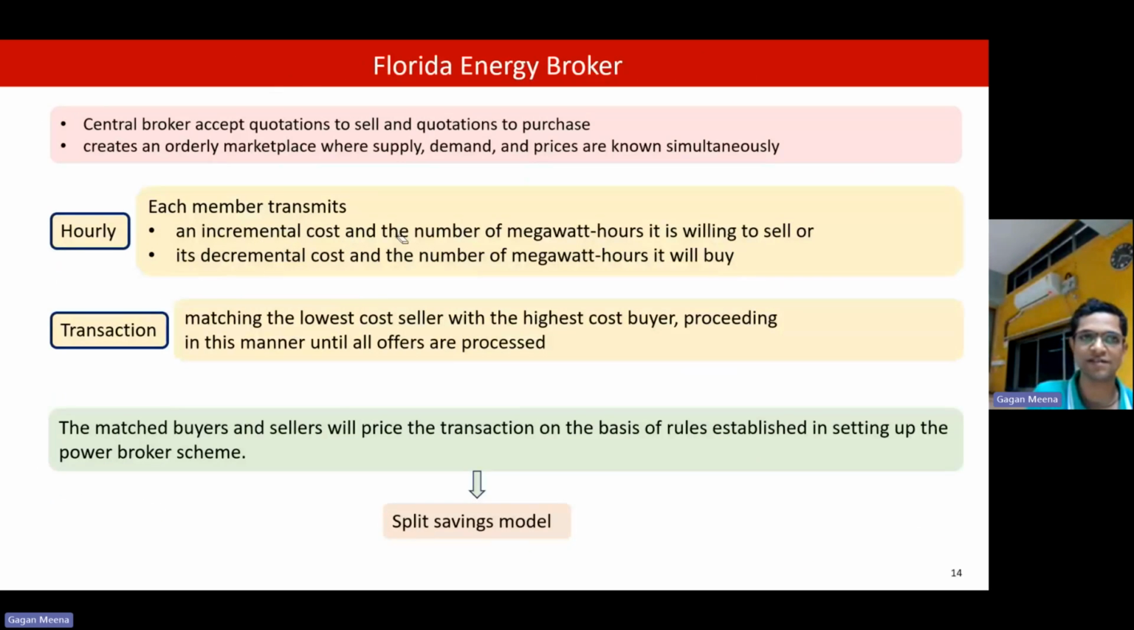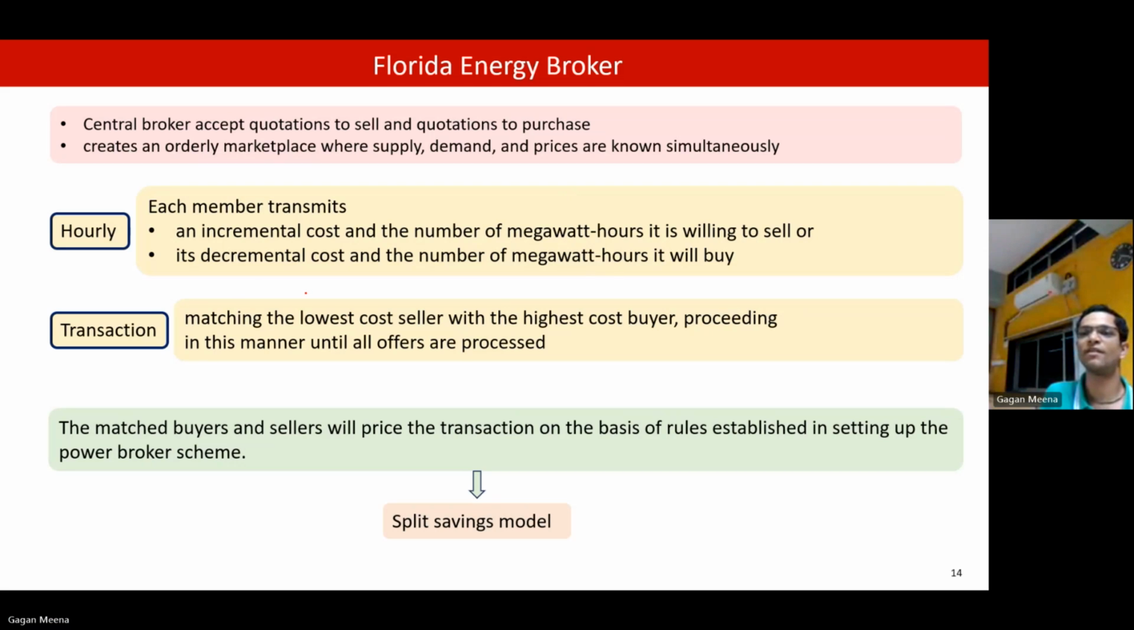So what is this? It is a central broker. It accepts quotations to sell and quotations to purchase, and then it facilitates by creating an orderly marketplace where demand, supply, and prices are known simultaneously. So what is done here? Each member, on an hourly basis, will transmit an incremental cost and the number of megawatt hours or a block it is willing to sell.